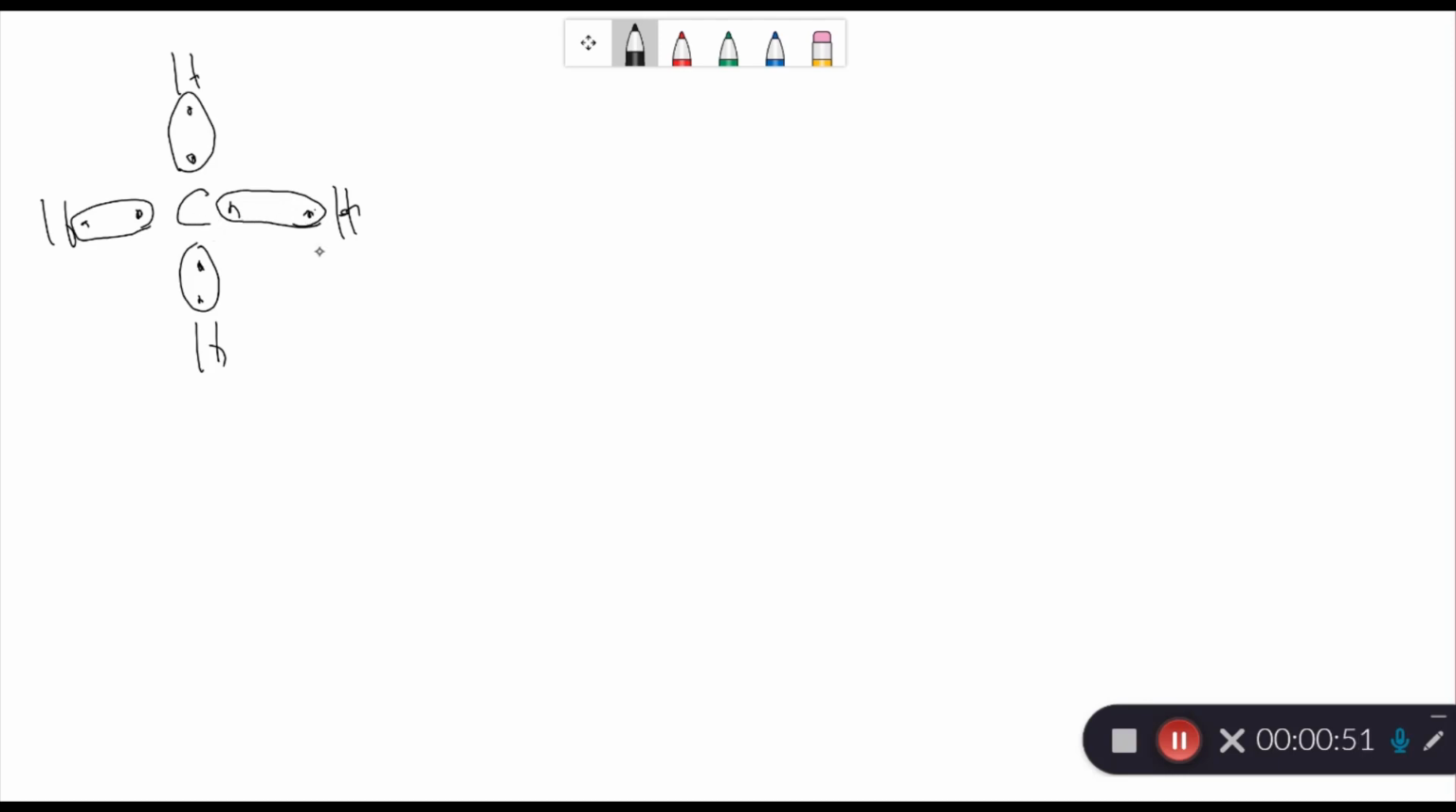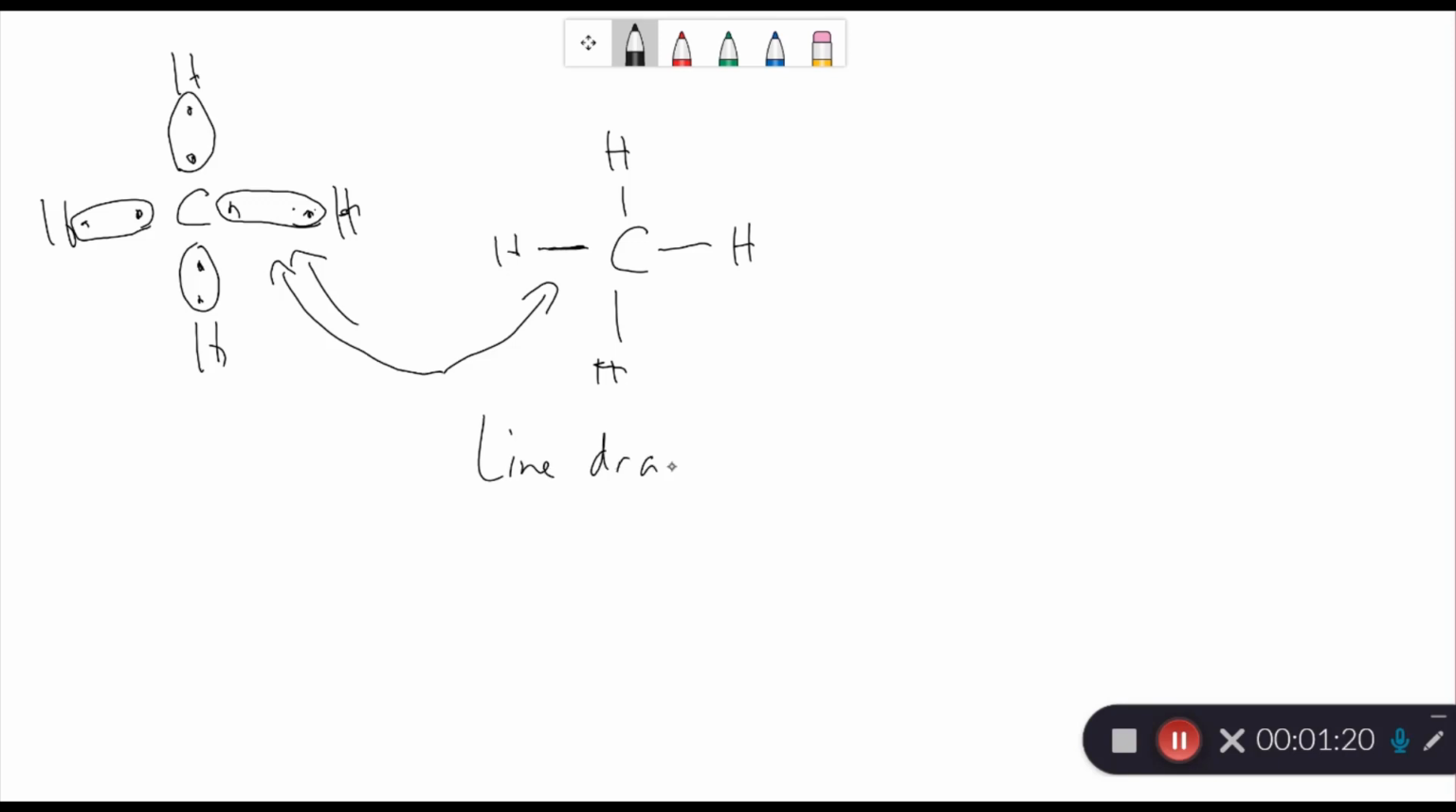So another way to represent this is, instead of drawing the 2 dots, we actually just draw a line. And it just makes it easier for us to represent the electrons. So again, this straight line right here is actually the same thing as this covalent representation of 2 shared electrons. This is typically called a line drawing or a skeletal drawing. I always refer to it as a line drawing because it has lines in it.